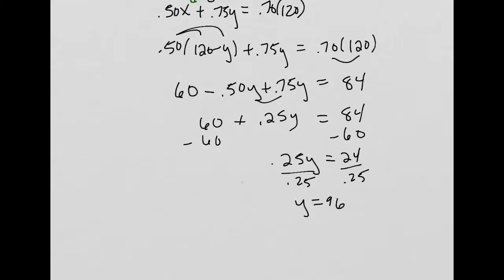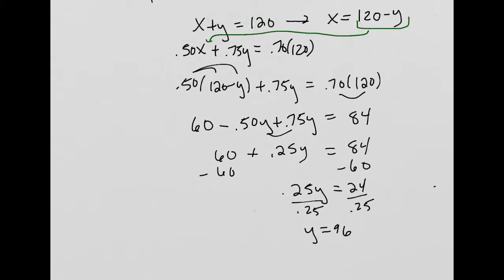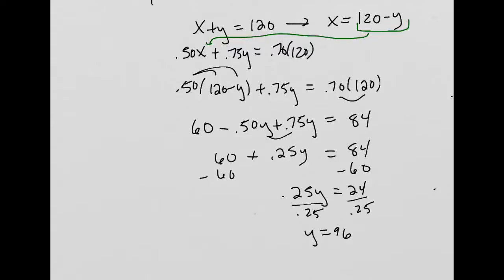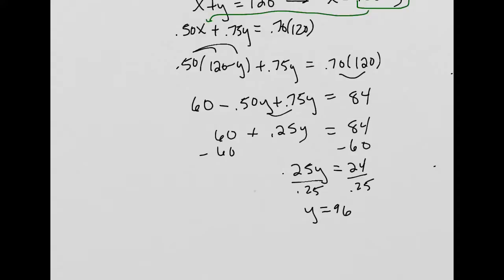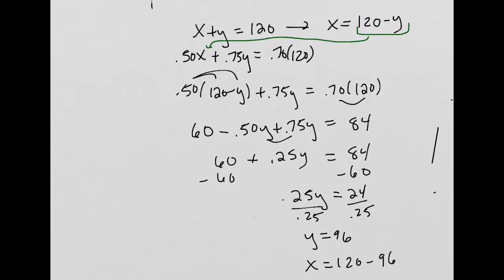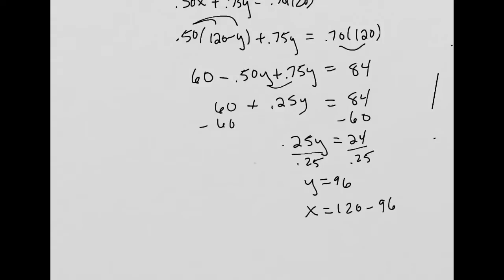But remember, that's really only half of our solution because we were interested in finding both x and y. So now that I know what y is, I'm going to go back up to this equation and plug my 96 in for y. So if we do that, we get x equals 120 minus 96. So again, I'm just plugging that 96 in for y up here. So 120 minus 96. And then if I subtract those out, I get x equals 24. So those are my two answers.